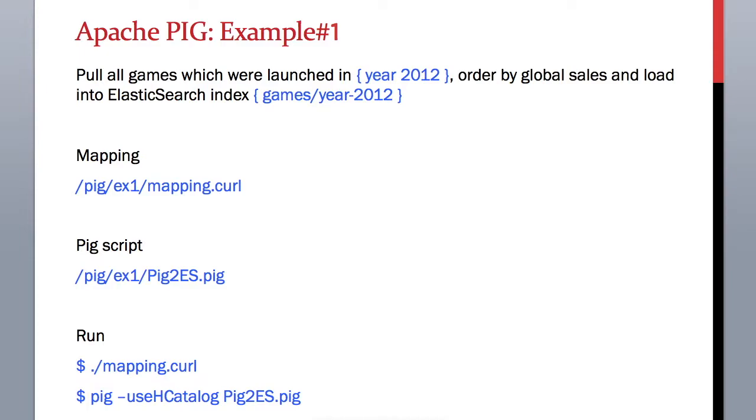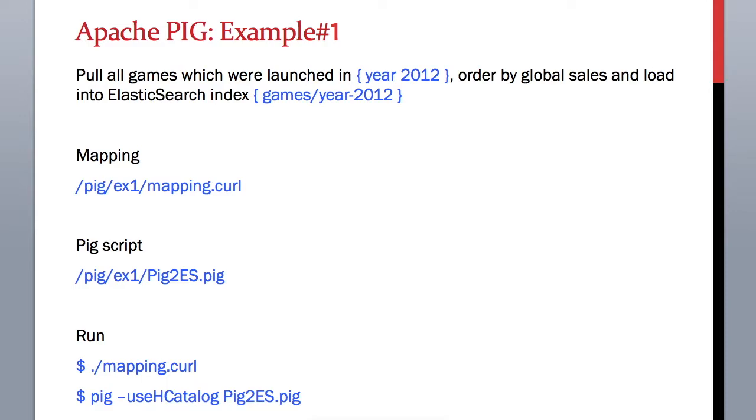In this exercise, we are building a data pipeline from Pig to Elasticsearch. We are using a Hive table to load the data into Pig, then cleaning up that data using some Pig functionalities, and finally indexing the data into Elasticsearch.